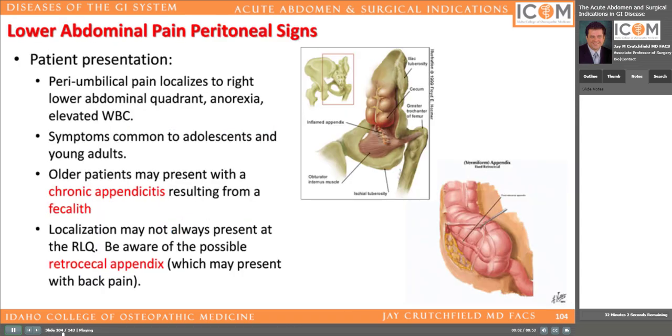Of course, in the classic presentation of appendicitis, the patient usually presents first with periumbilical pain, which within about an hour or two will localize to the right lower quadrant. It's often associated with anorexia and, as we mentioned, maybe an elevated white count. Symptoms common to adolescents and young adults can include right lower quadrant pain with fever, without fever, dysuria in some, and some even complain of no pain at all and present with back pain.